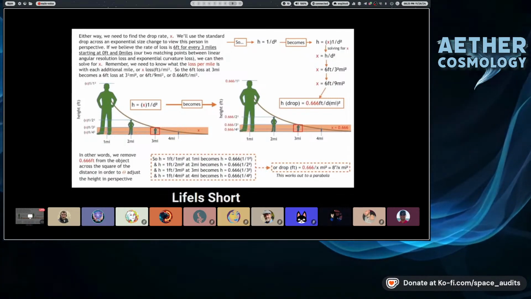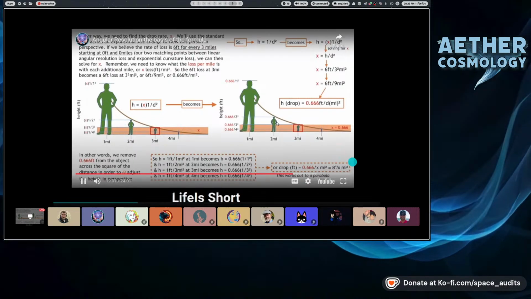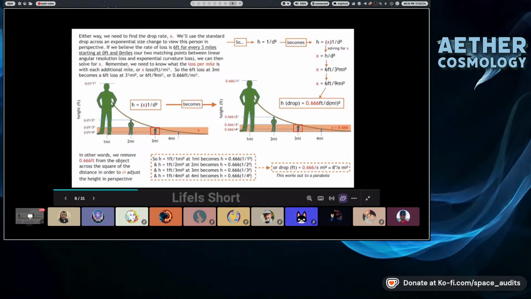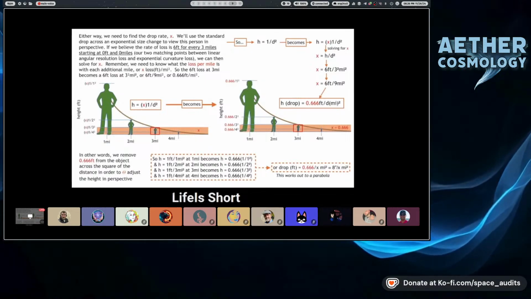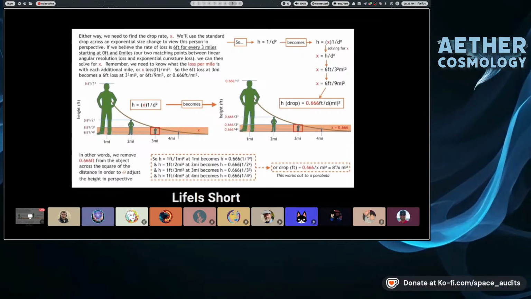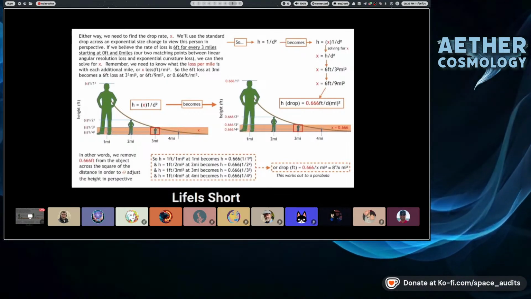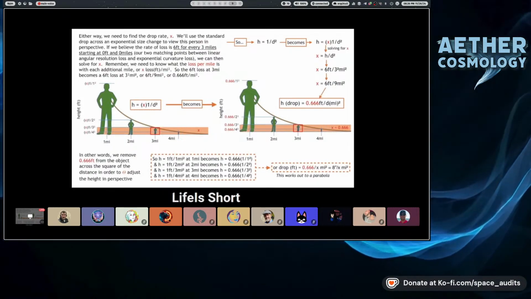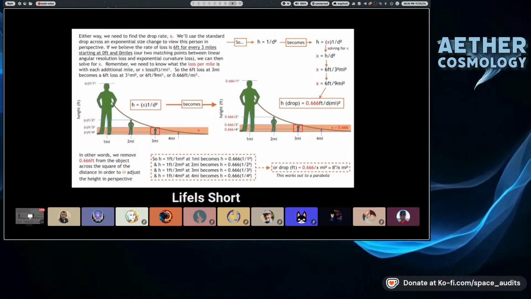At 4 miles, he's lost about 10.6 feet of himself. In other words, if we remove 0.666 feet from the object across the square of the distance, this is what we're doing in order to theta adjust our height in perspective. You can then just take 0.666 feet per mile squared and convert it to inches. It becomes 8 inches per mile squared, which is the common formula that people use.